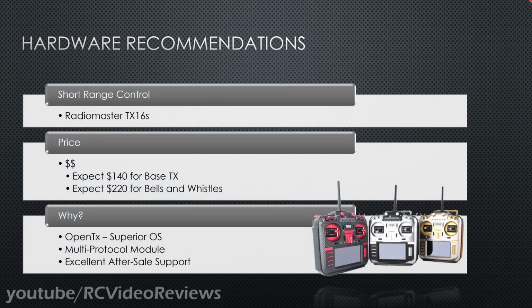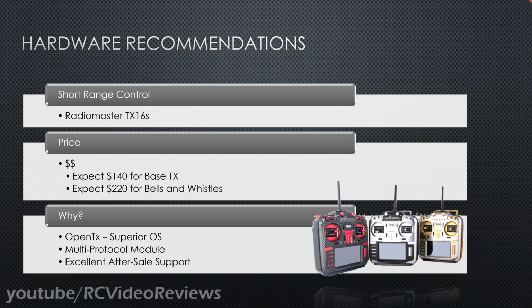Next up, for short range control, you can't beat the Radiomaster TX16S. It supports every protocol. So if you like DSM, it's got it. If you like ACCST, it's got it. If you like FlySky, it's got it. It even supports one of the Futaba protocols. This thing supports everything. Price-wise, I only gave it $2 signs because it's actually very affordable.